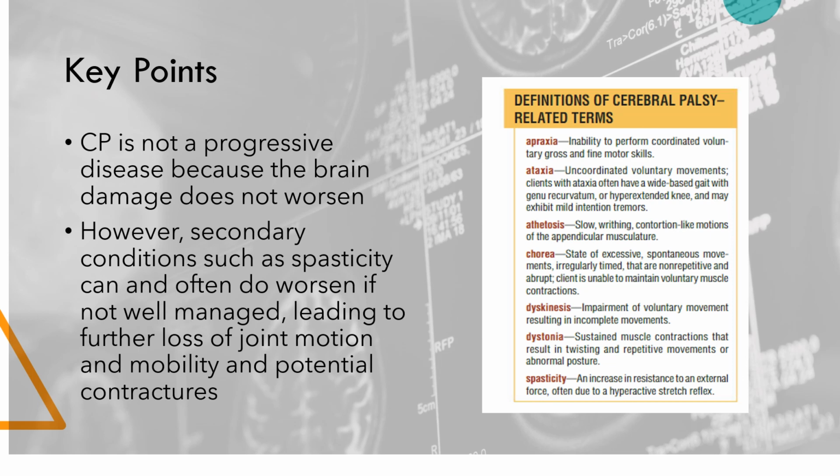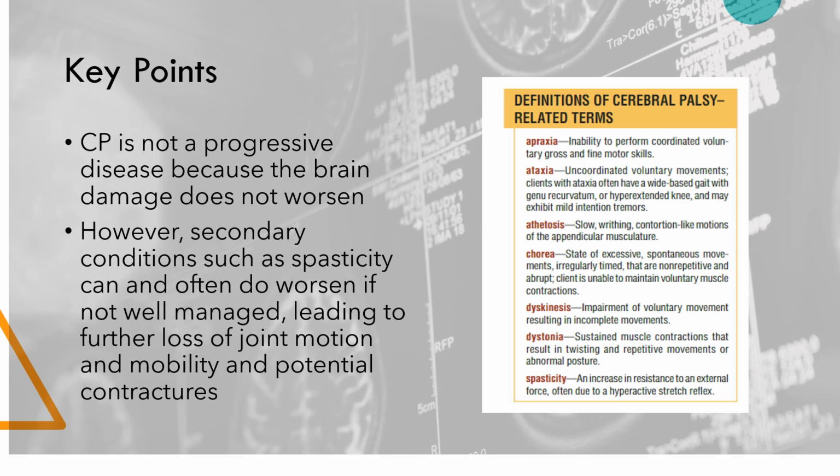Ataxia is a lack of muscle coordination, resulting in unsteady movements and difficulty with balance and posture. It can affect fine motor skills, speech, and overall coordination. Hypertonia refers to increased muscle tone or stiffness, making movement and stretching of muscles more difficult. It can be a characteristic feature of spasticity. Hypotonia is a state of reduced muscle tone, leading to floppiness or low muscle tension. It can result in decreased muscle strength and difficulties with posture and movement control.